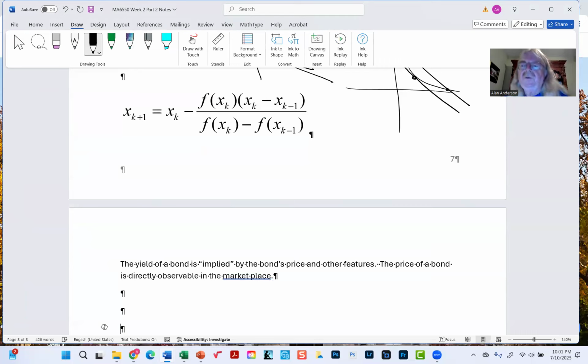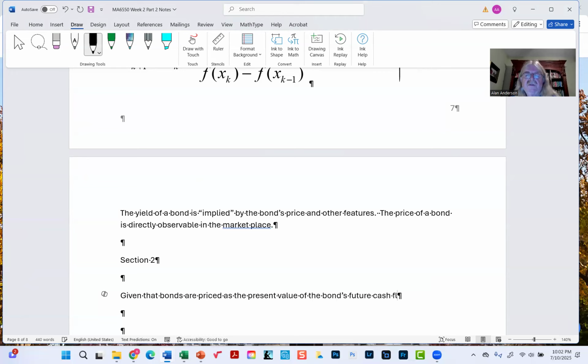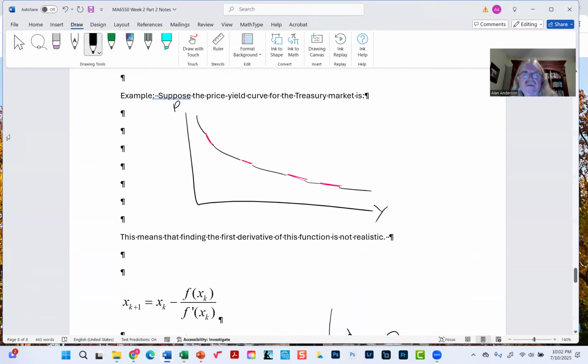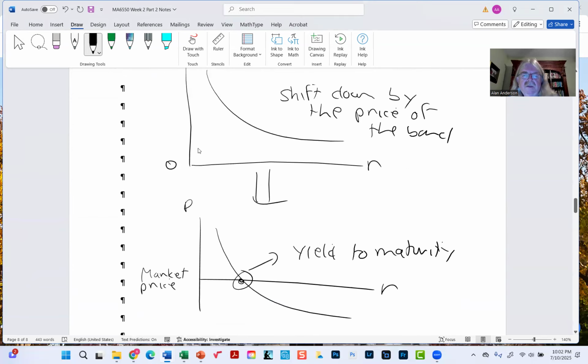All right, now, with all that being said, we can move on to section 2, where we're going to introduce some measures of interest rate risk. So now, why is this so important? Given that bonds are priced as the present value of the bond's future cash flows, and we have a copy of that formula right here. Or I thought we did.